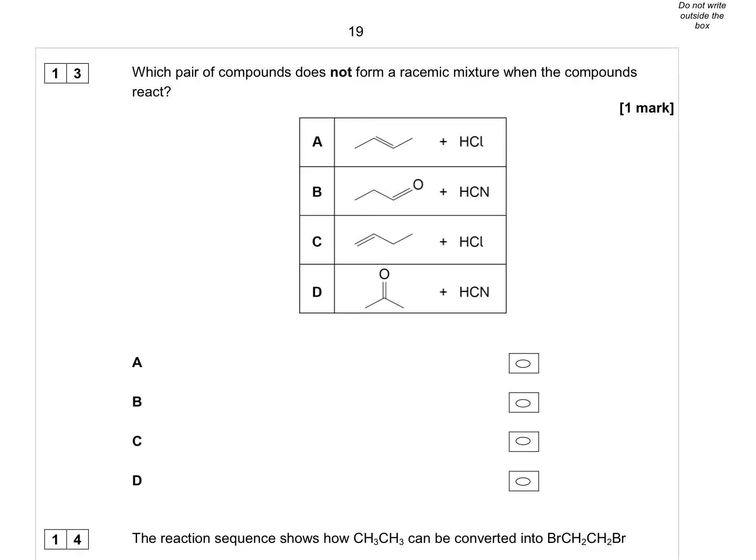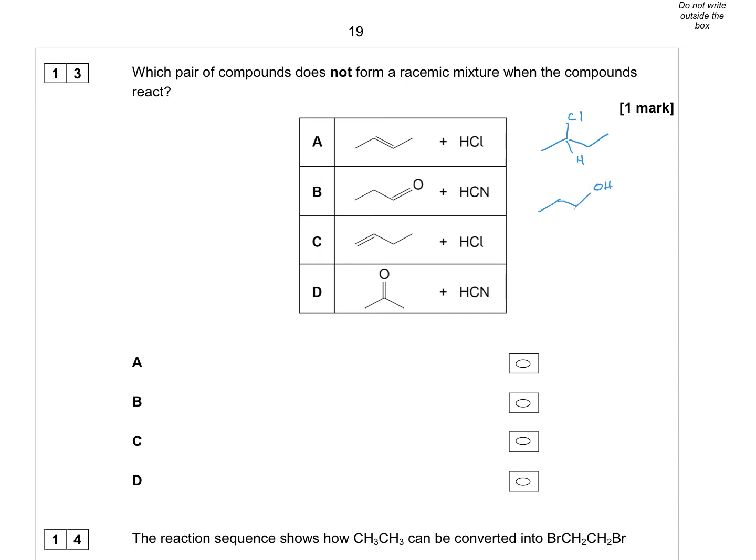So question 13 is about which pair of compounds doesn't form a racemic mixture. I'd quickly jot them all down and check which ones actually form stereoisomers. If you jot down what you get and check which ones have a chiral carbon with 4 different groups around it, A definitely does, so would form a racemic mixture.